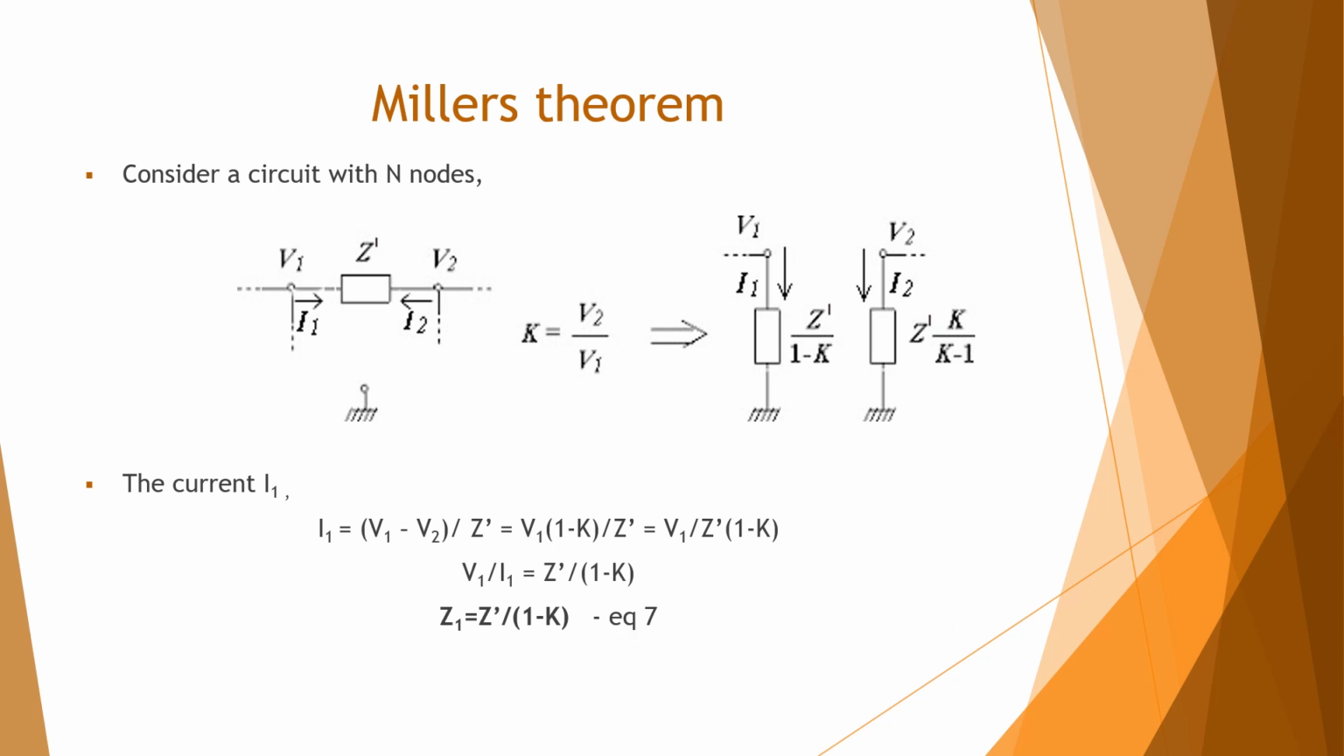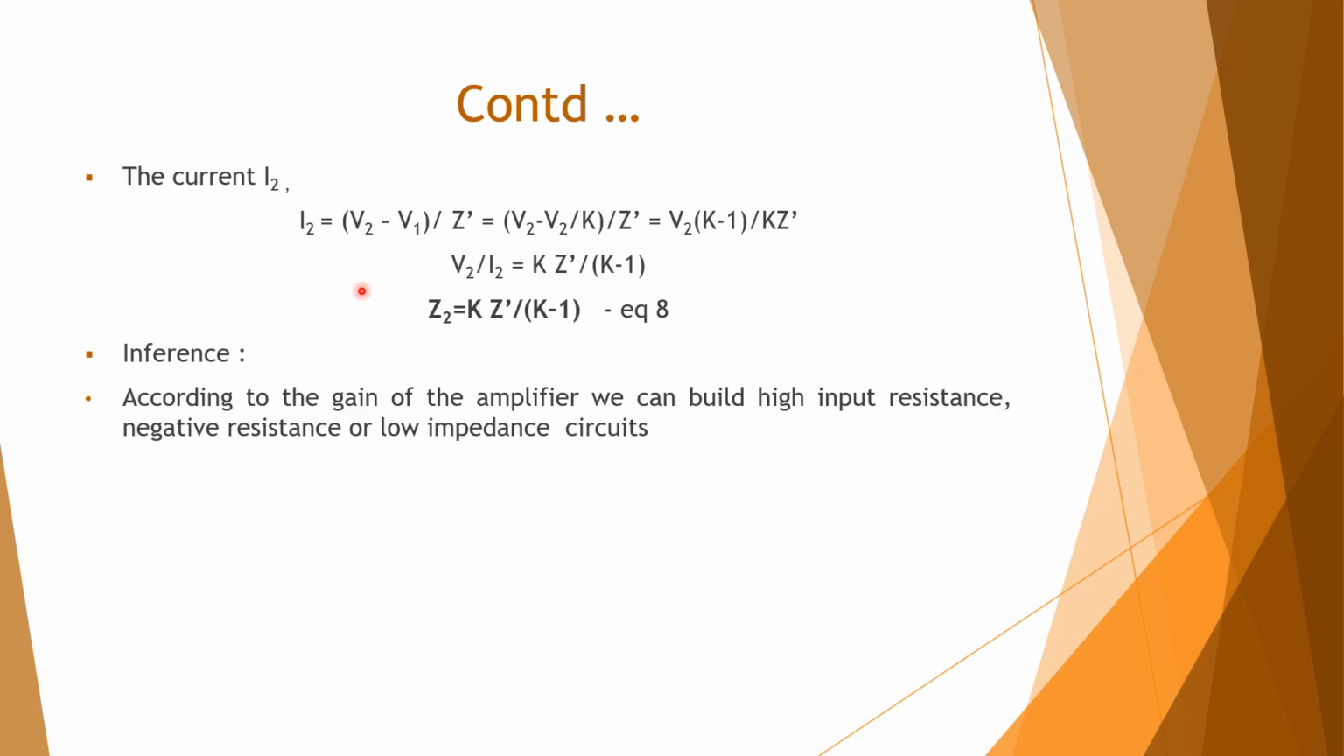This is equation 7. The current I2 is V2 minus V1 by Z dash, and again we substitute V1 equal to V2 by K, and we get V2 by I2 equals K Z dash by K minus 1. Then Z2, the output impedance, becomes the resistance connected from node 2 to ground, and its value is K into Z dash by K minus 1, or otherwise Z dash by 1 minus 1 by K.